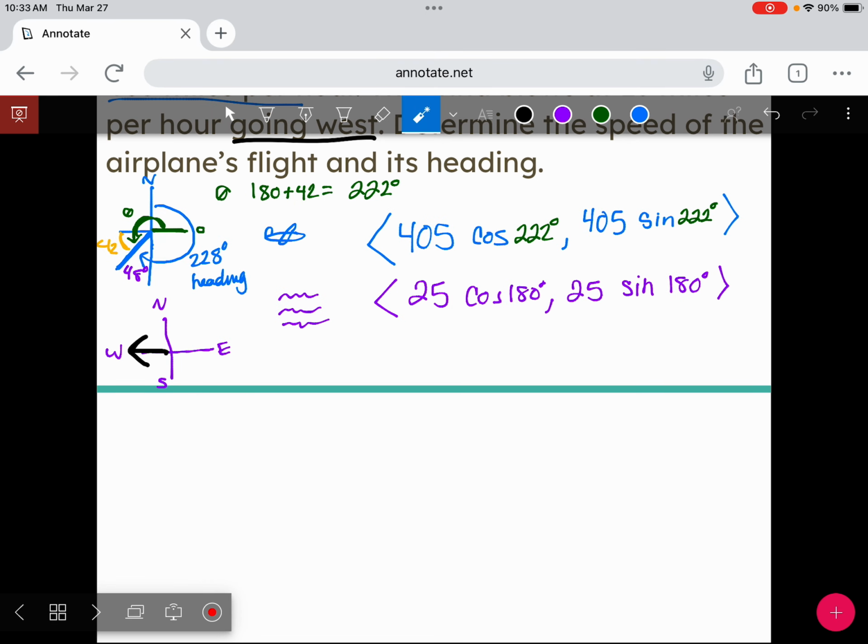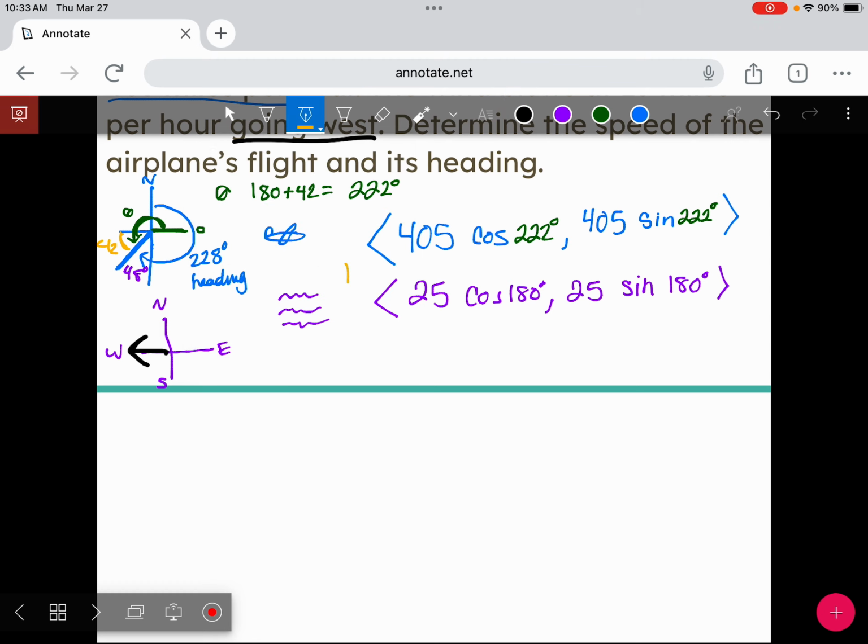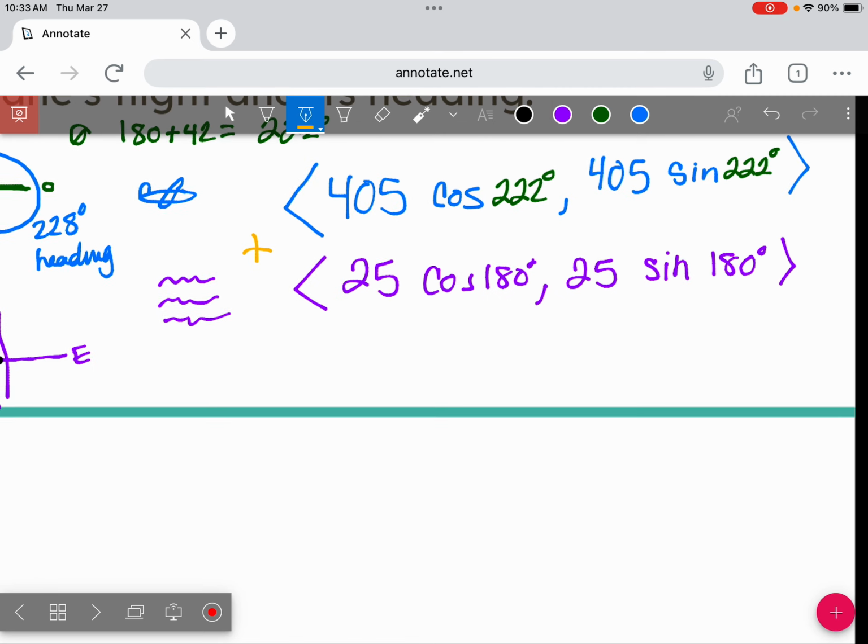And then, oh, we are good. Just watching time because it's weird. So we're going to go ahead and be able to get this combined vector of the airplane plus the wind, because this is a thing that actually does happen. Like airplanes get blown off course by wind. We're going to add those two things together.